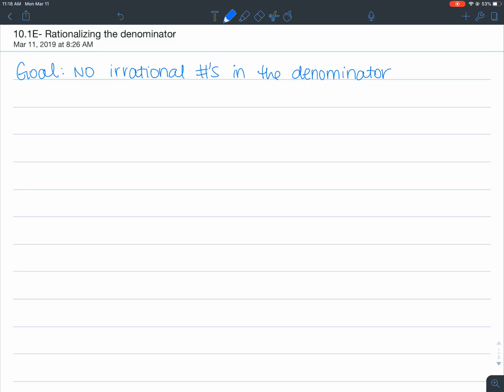Okay, so an irrational number is a number that doesn't end or repeat as a decimal. So pi, that's an example of an irrational number. Or the square root of a number that's not a perfect square. These numbers do not end and they do not repeat. So sometimes we're going to have a denominator that is a monomial, and sometimes we will have a denominator where it's a binomial.